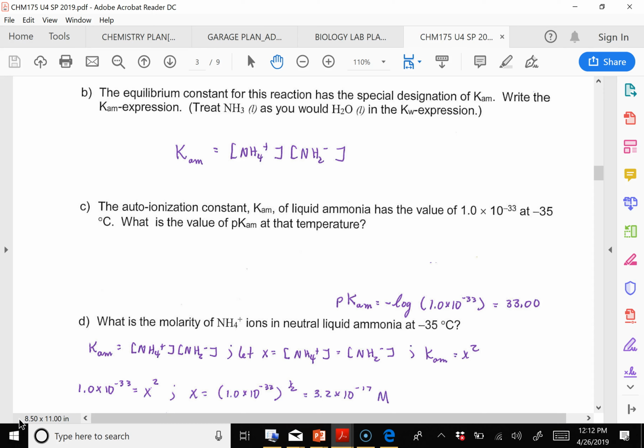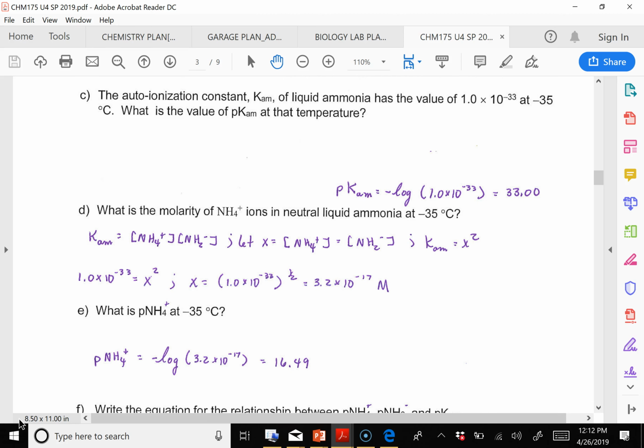And then down here it said, what if you know that Kam, which is like Kw, right, has a value of 1.0 times 10 to the negative 33? What will be the pKam? Any p of anything means applying the negative log function, so just take the log of that. You're looking at 33.00, but if you put 33, that's fine this time. Then the question is, what's the molarity of the ammonium ion if it's neutral at that same temperature? It's weird to be dealing with something at negative 35 degrees Celsius, but you do what you gotta do to make it a liquid.